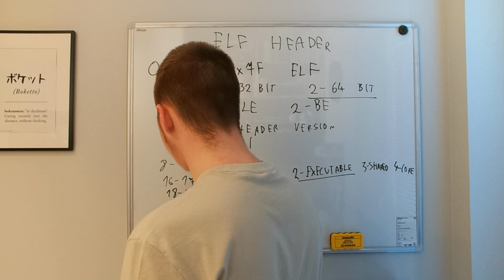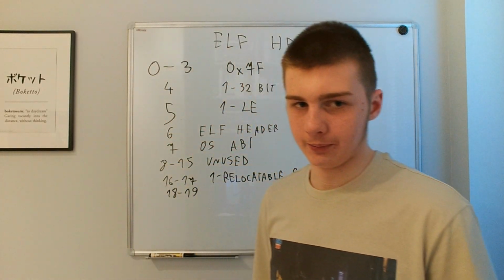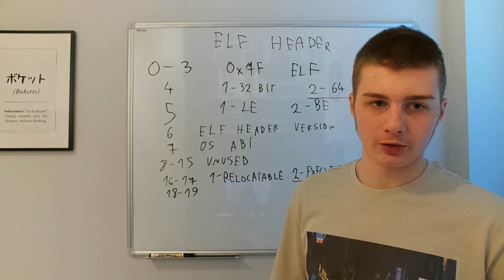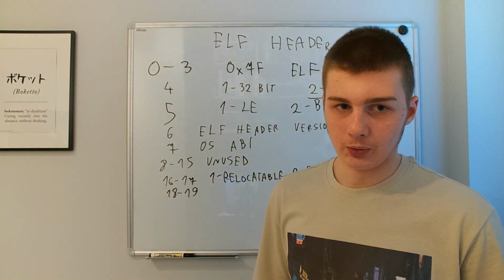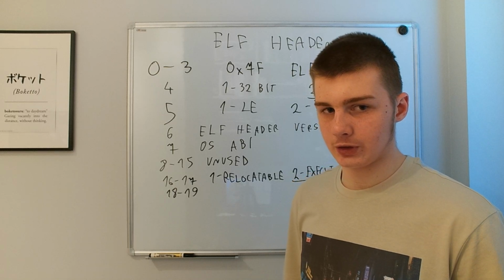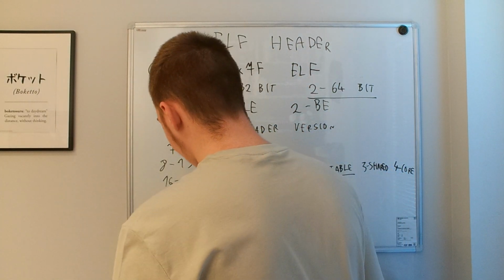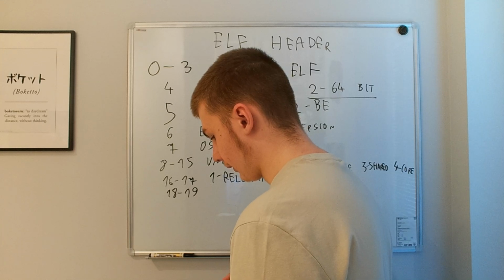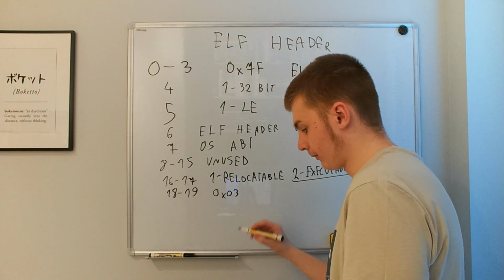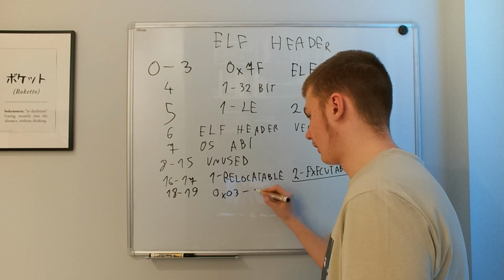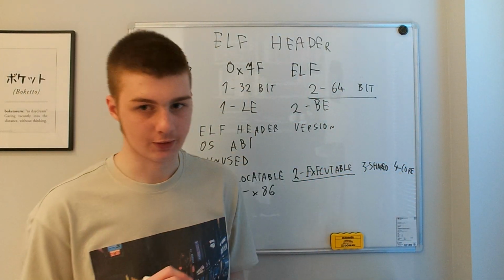Then 18 to 19 is the ISA. It's what CPU architecture we are going to be dealing with, and as I've pointed out numerous times in this lecture series, this is dedicated to x86 CPUs. So really only 2 values interest us. If it's 3, or hex 03, then it corresponds to x86.